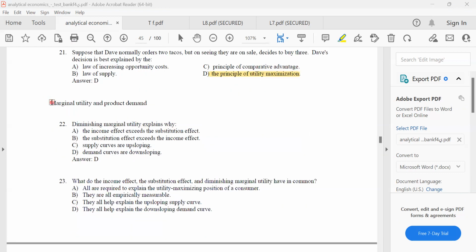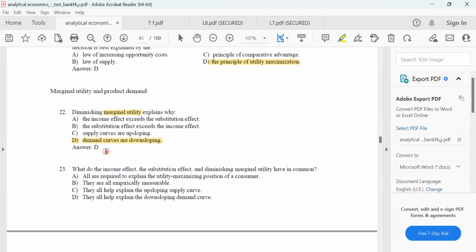We then speak about marginal utility and the product demand. Diminishing marginal utility explains why the income effect exceeded the substitution effect, or the substitution effect exceeded the income effect. Supply curves are upsloping, demand curves are downsloping. When we talk about marginal utility, we talk about the consumer, and diminishing marginal utility is the second explanation for the law of demand. This explains why demand curves are downward sloping.